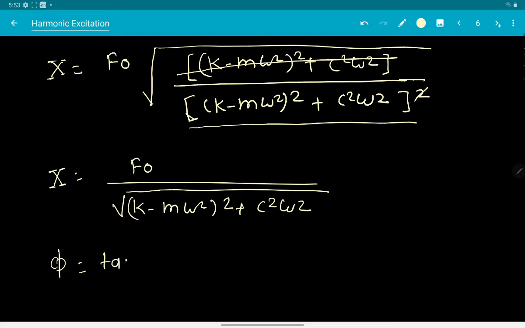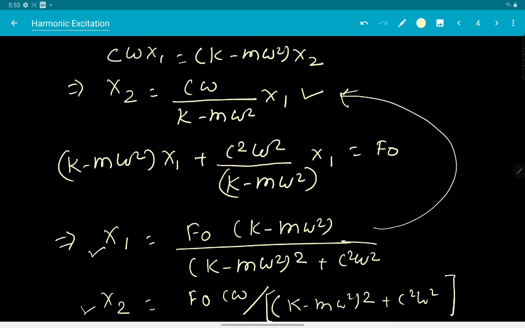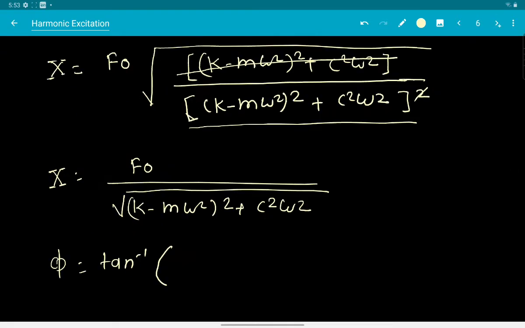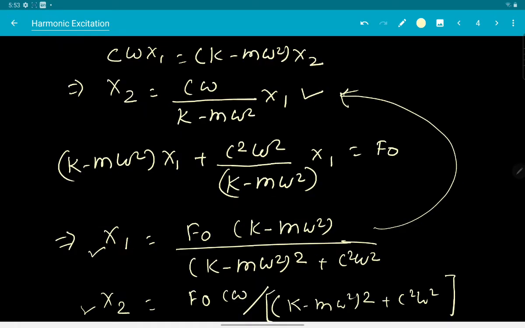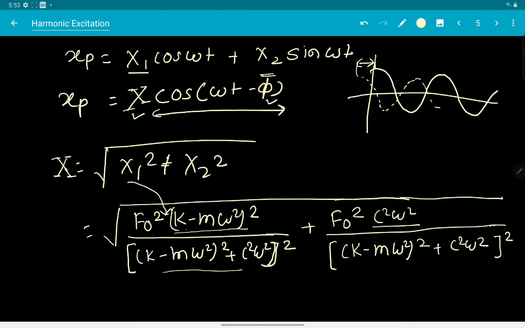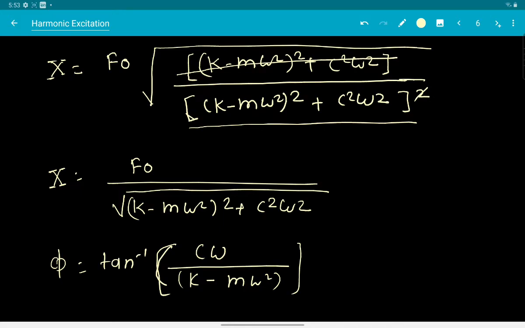Phi will be equal to tan inverse of, you can find out phi by comparing these two, x1 and x2. You have these two things, take x2 by x1 and tan inverse of that. If you do so, then you are going to get this one, cw divided by k minus m omega square. So let me check if we are right. Yes, that's how phi will look like. Okay, so we have obtained xp.